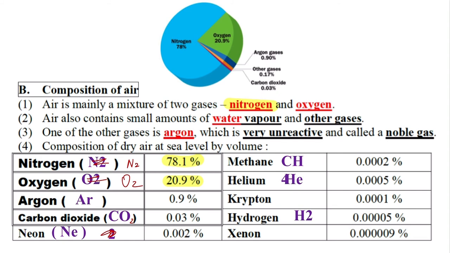And then you need to know we still have argon, carbon dioxide, neon, and you need not memorize all these percentages, just a small amount, okay? And then we have methane. Methane should be CH4, and helium, He, and then hydrogen, and xenon, and krypton, all these. So we have a little bit of each, okay?